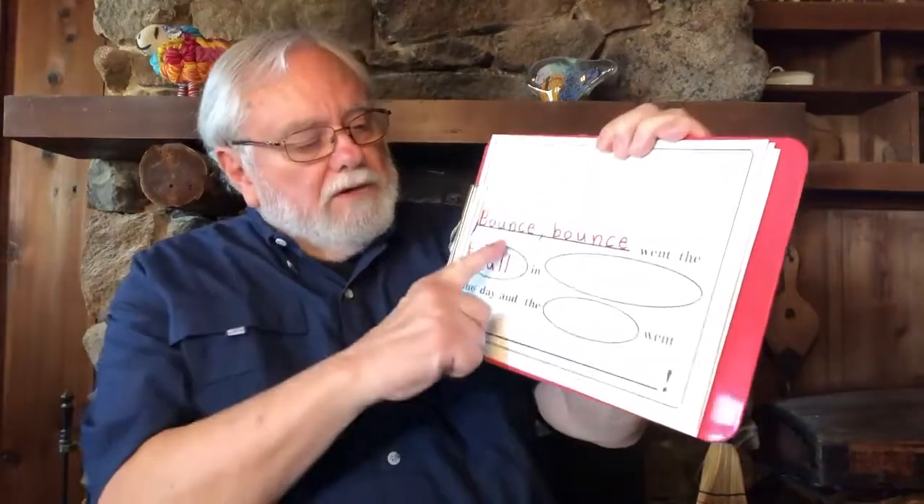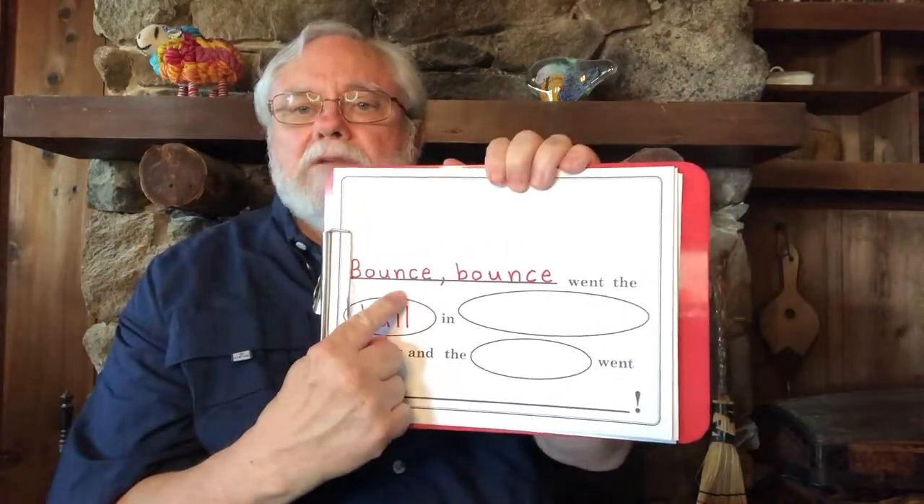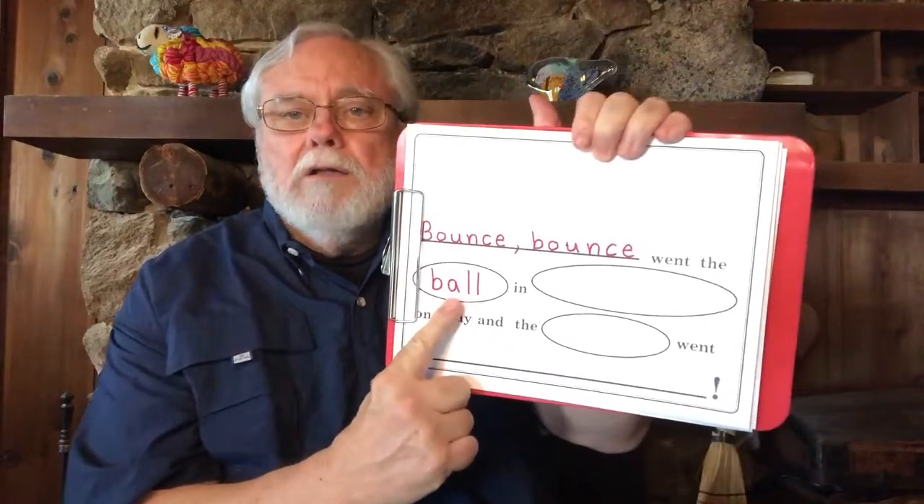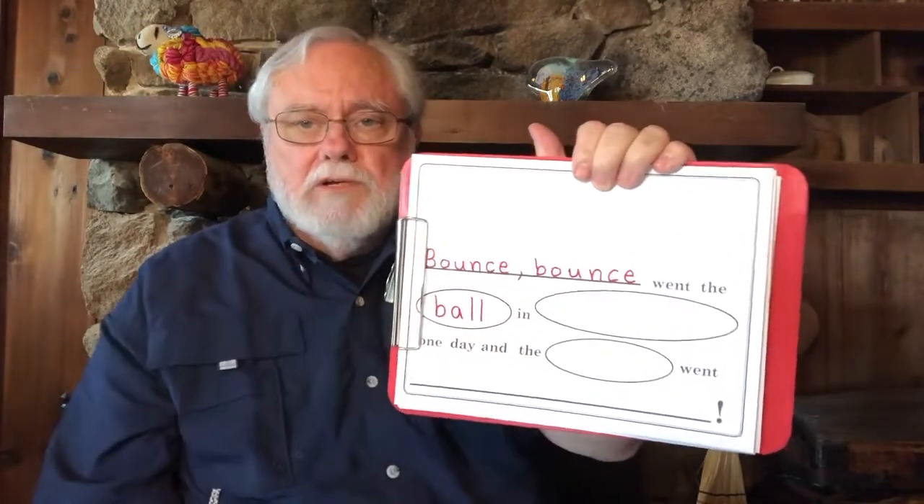So let's put our finger here and let's try it together. Only now instead of a frog, we're going to be doing a ball. And what does a ball do? It bounces. So we're going to start this way.